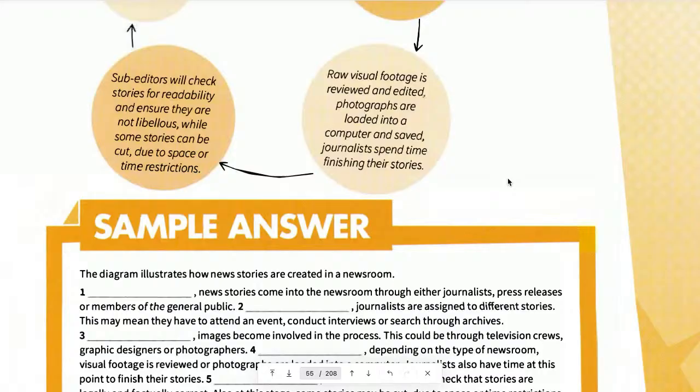Raw visual footage is reviewed and edited. Photographs are logged into a computer and saved. Journalists spend time finishing their stories. Now, explain that one by one. First of all, raw visual footage is reviewed and edited. What does that mean?